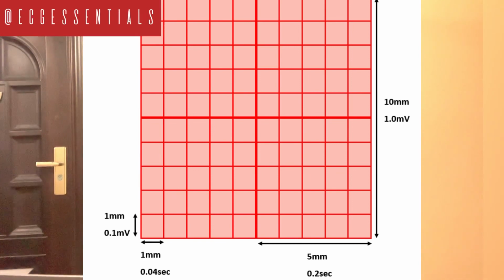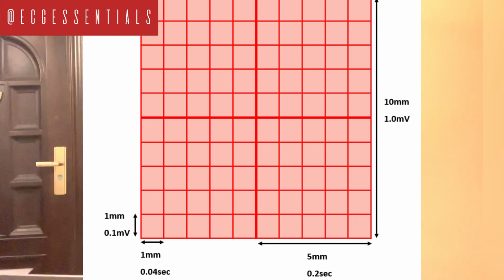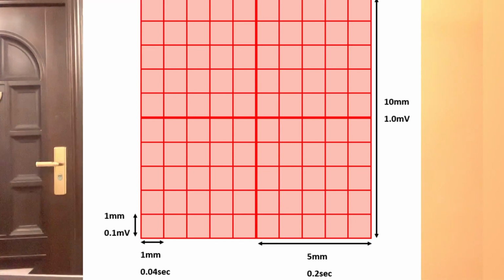On the vertical axis, that measures the amplitude or the voltage. One small square that measures 1 millimeter actually equates to 0.1 millivolts, whereas one large square, that is of course made up of 5 small squares, is equal to 0.5 millivolts.